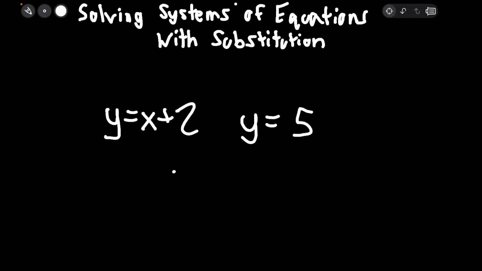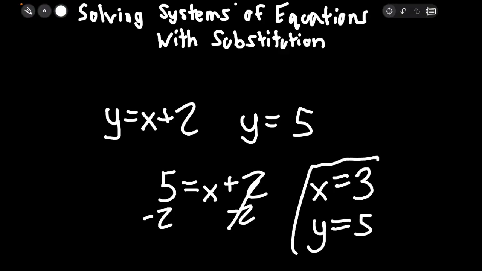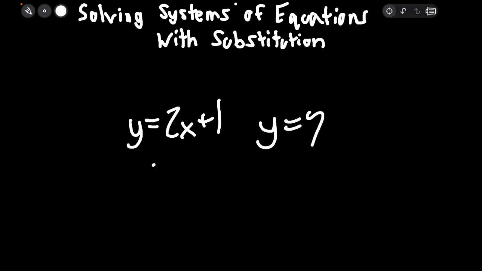Since y equals 5, we can substitute 5 into the first equation. Now we could subtract 2 from both sides. And we get x equals 3, and then we know that y is already 5. So then y equals 5. And that's our answer.